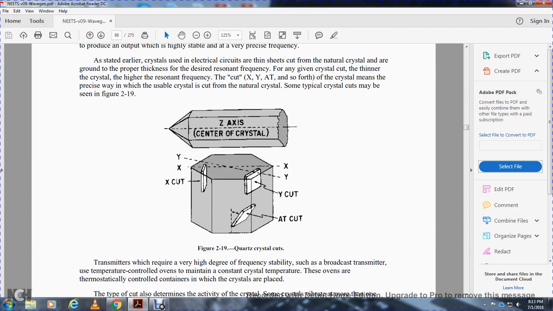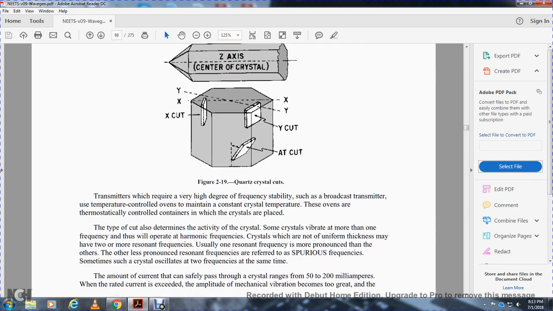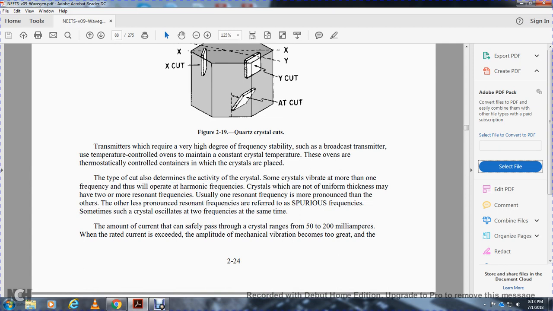Here you have your X and Y cuts, which are horizontal, vertical, or AT cut. Transmitters require a very high degree of frequency stability, so broadcast transmitters use temperature control, maintaining a constant crystal temperature. The ovens are thermostatically controlled containers in which the crystals are placed, typically depending on the type of cut, to determine the activity of the crystal.